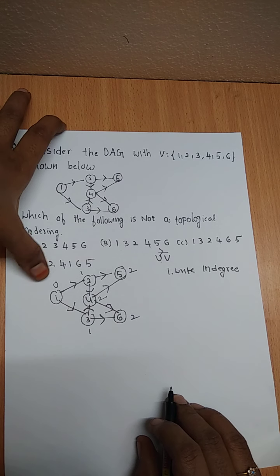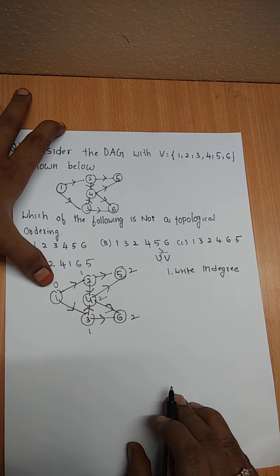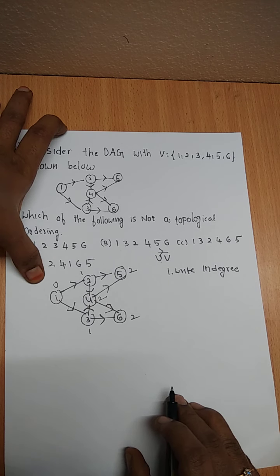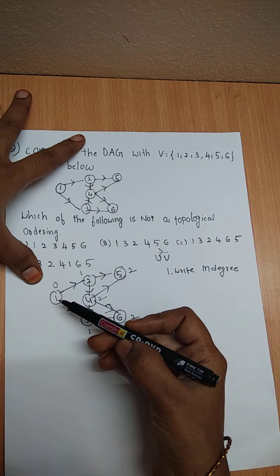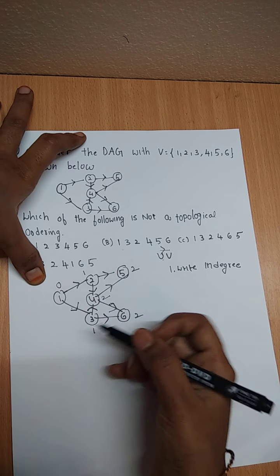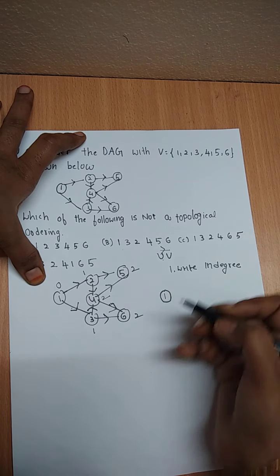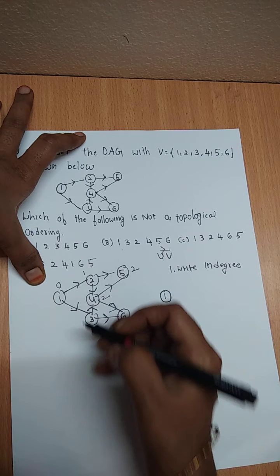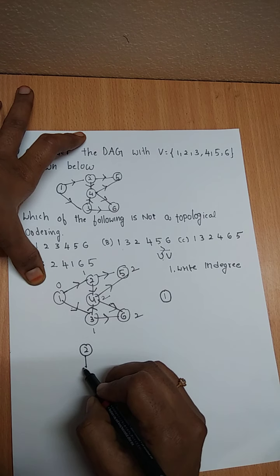So first, remove the vertex that has the lowest in-degree and write that vertex in the topological ordering. In this set of vertices, vertex 1 has the least in-degree, that is 0. So remove that vertex and write it in the topological ordering. After removing 1 and its corresponding edges, write the remaining graph.